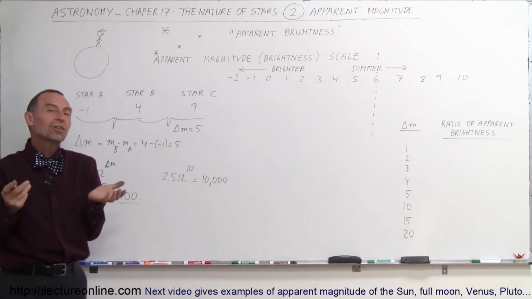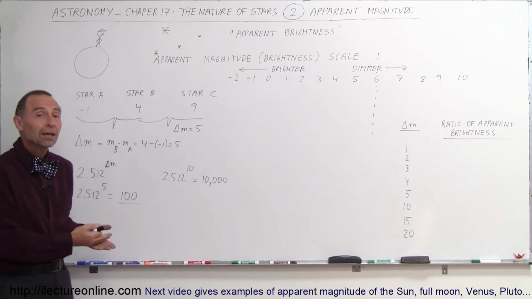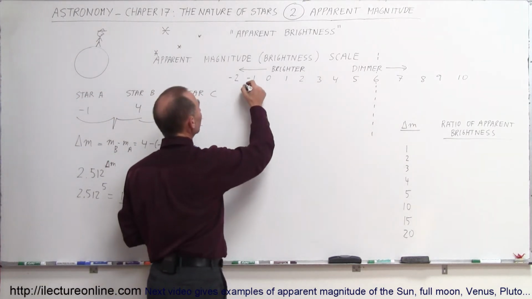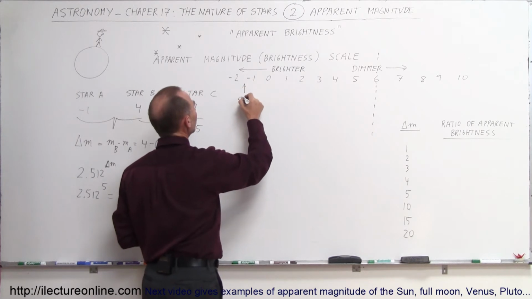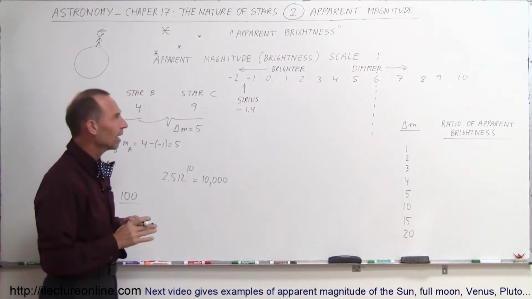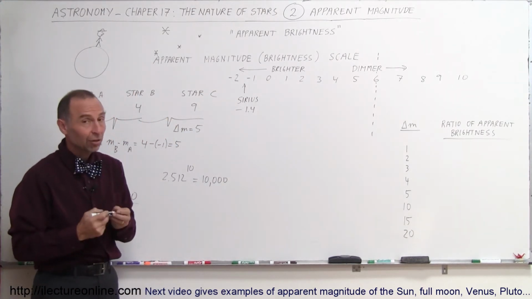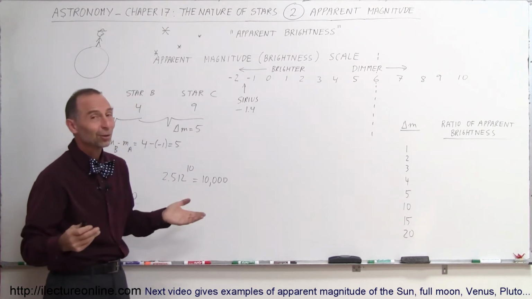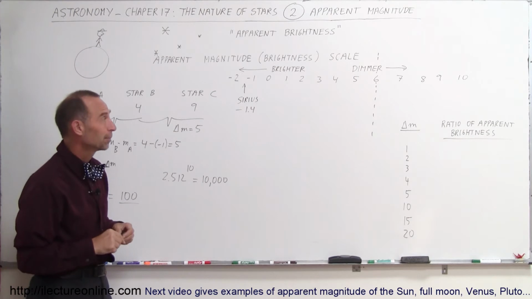Now, that still doesn't give us a feeling of how bright that really is. Well, the brightest star in the sky is Sirius, and Sirius has a magnitude of about -1.4. That's the brightest star in the sky. So if someone says, I'm looking at a star of brightness -1.4, you know they're looking at Sirius, and you know that they're looking at the brightest star out there.